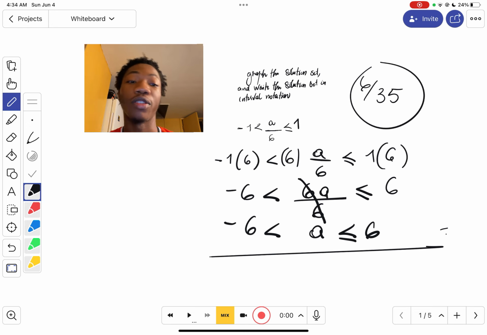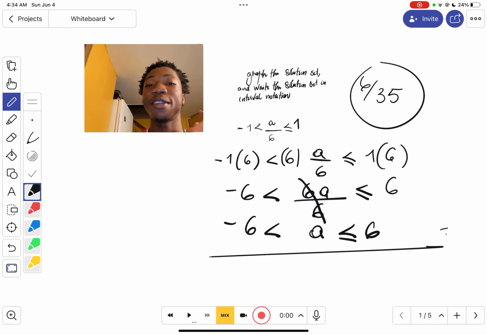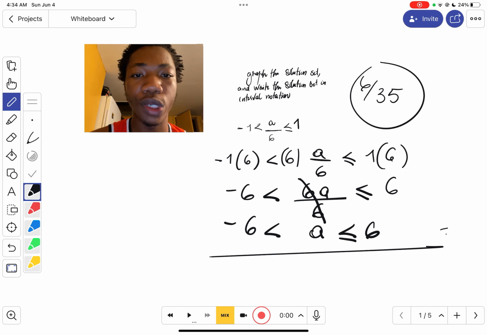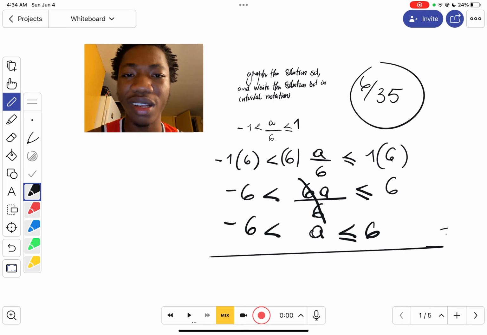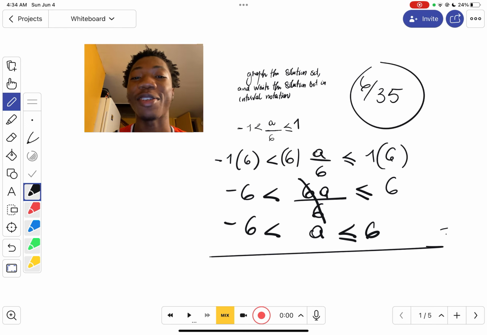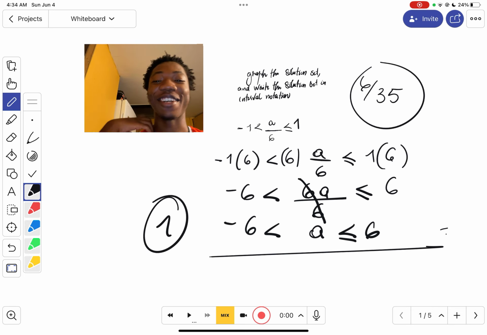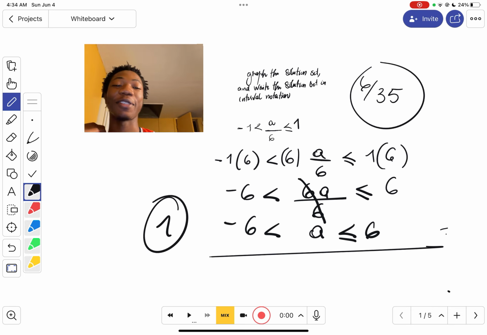So it's really good, actually, to get the solution, but you need to do the thing that they taught you to do, which is graph it and write the solution set in interval notation. Oh yeah. So it's graph and interval notation. So that's the first step. My bad. Y'all did graph. So yeah, we're gonna graph it right now.